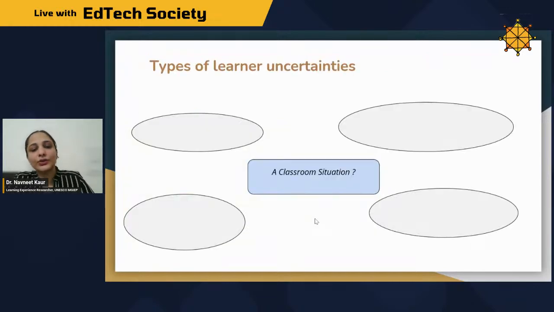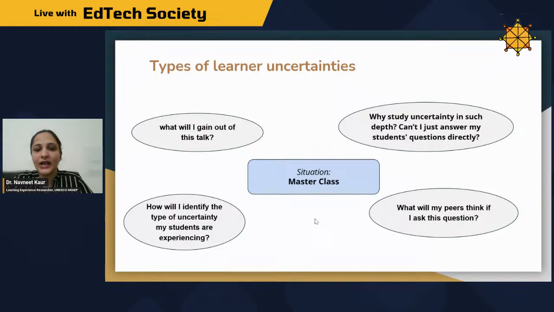Okay, so let's talk now about what types of uncertainties learners are experiencing in a classroom. Maybe you can think of a classroom situation. Maybe wear a learner hat, wear a teacher hat, and think of what different situations there are and what kind of uncertainties or questions or doubts learners can have while they are in a classroom. I'll give you one example. Let's take the situation of this master class, right? Maybe before you join the master class, you might be thinking about what this master class is about? What will I gain out of this talk?